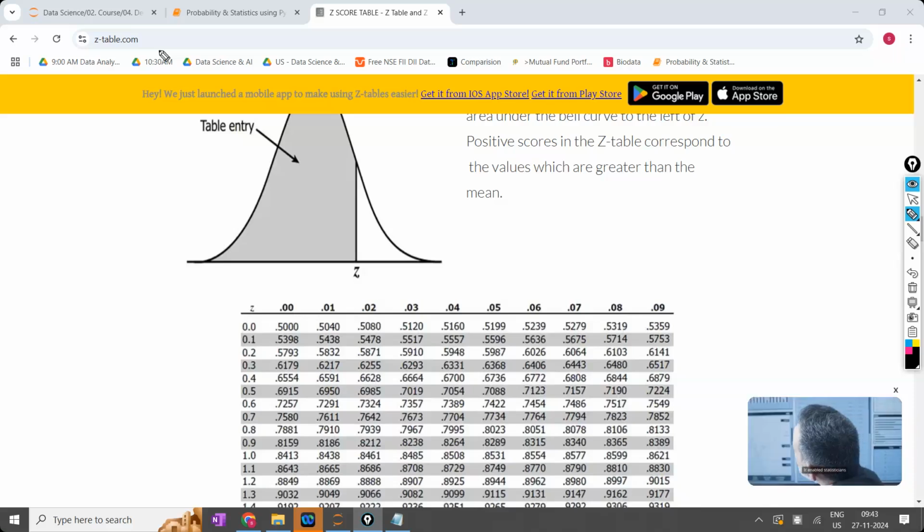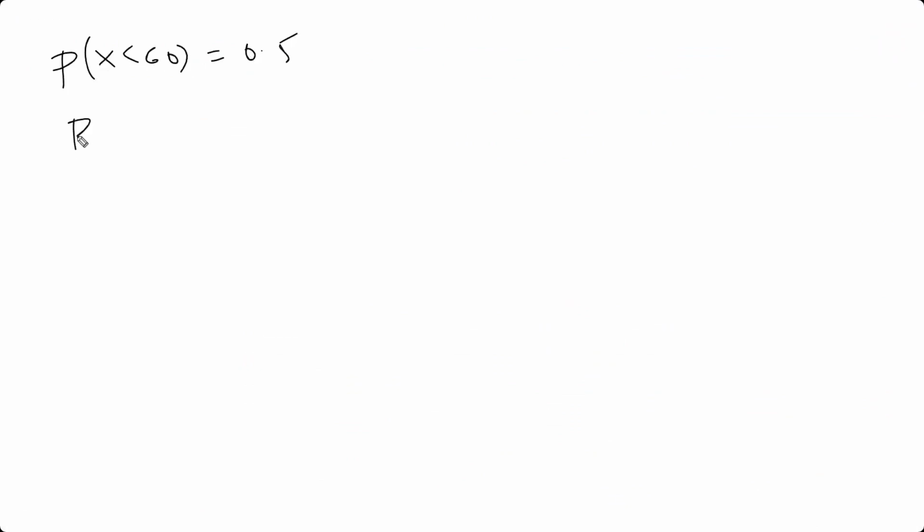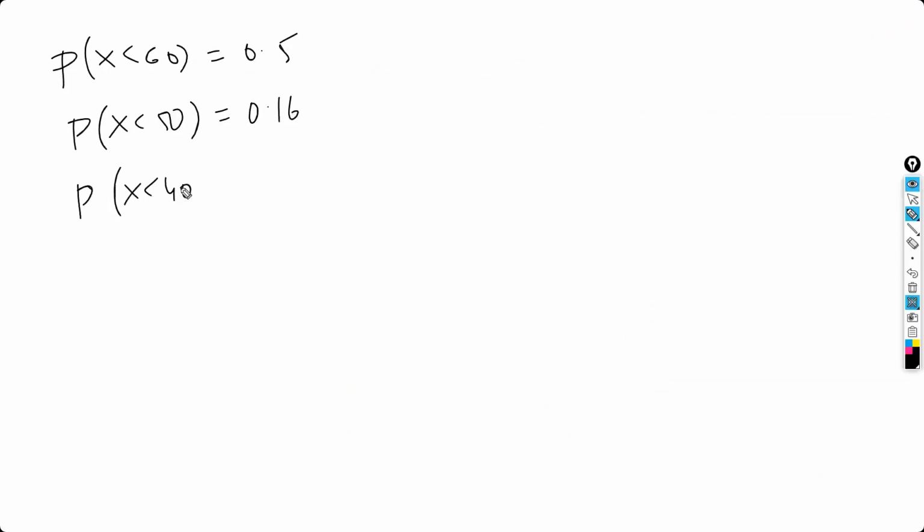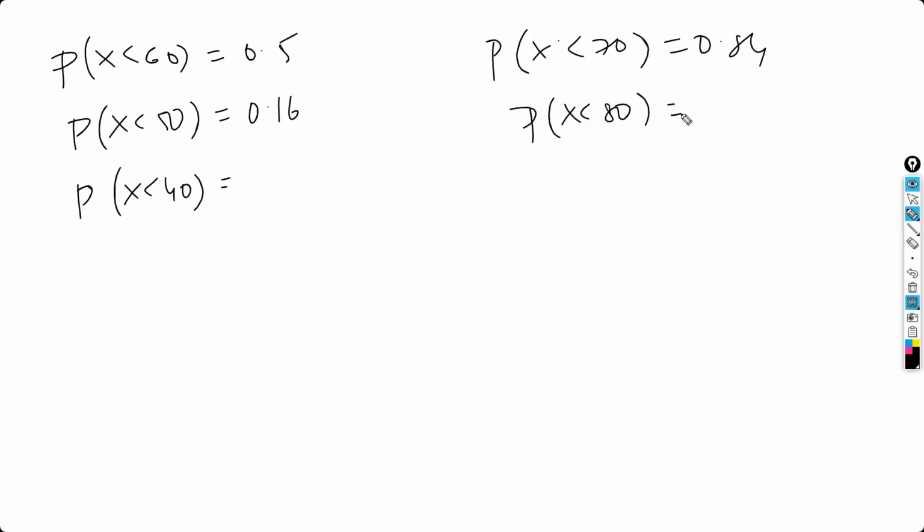Completed? Question number 1. What is the probability of x less than 60? It is 0.5. What is the probability of x less than 50? It is 0.16. What is the probability of x less than 40? Next, what is the probability of x less than 70, which is 0.84? And what is the probability of x less than 80? What is the answer?